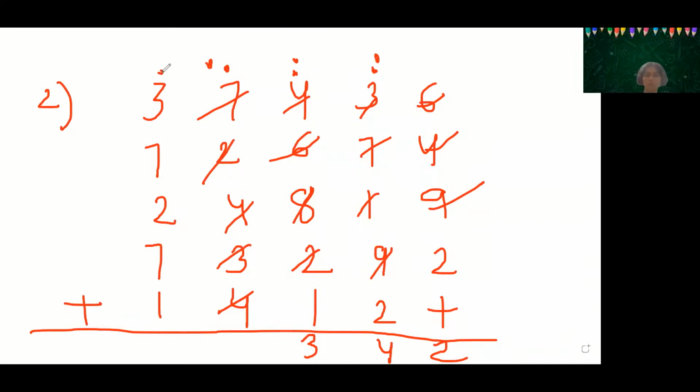So 2 dots, 2 is remaining. 7, 2, 3, 1 dot. 7 and 3, 1 more dot. So 2, 2, 3, 4, 2. Correct answer. So I hope everyone likes this method. Is it easy?